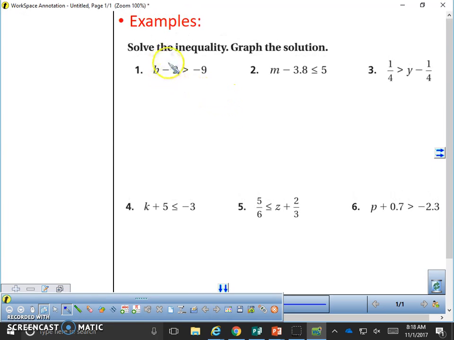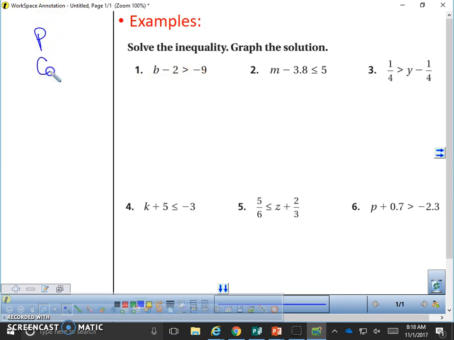We have b minus 2 greater than negative 9. Remember, your first thing is to write this down. I want to see this written down on your paper every time for an equation or an inequality, so we have a place to go from. Is there any parentheses? Nope. Is there any like terms to combine? Yes, but they're not on the same side, so let's go to the next one. Is there subtraction or addition to undo? Yes.